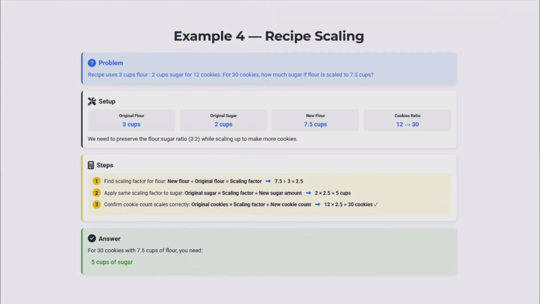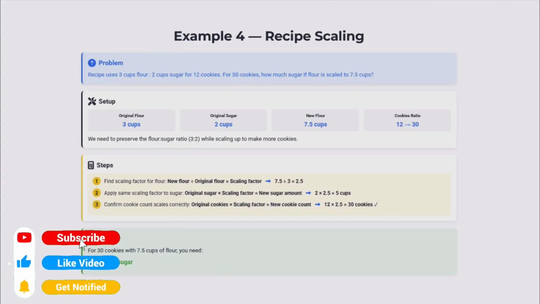What do we have? It says that in the recipe we use 3 cups of flour and 2 cups of sugar for 12 cookies. It means that I have 12 cookies, and based on this proportion, I'm using 3 cups of flour and 2 cups of sugar for that. Imagine that I want to make 30 cookies. How much sugar do I need if I know that the flour is scaled to 7.5 cups?